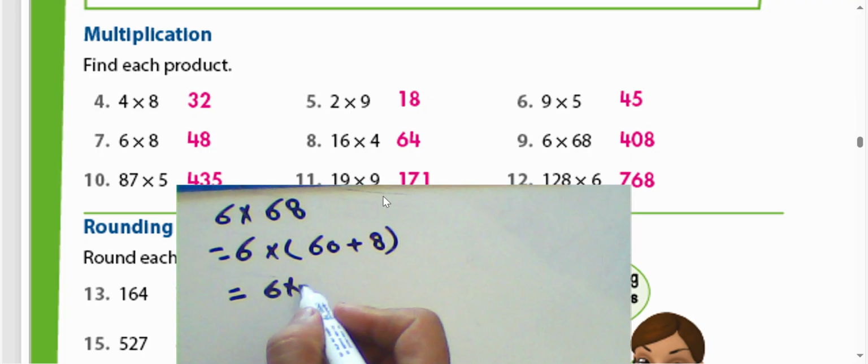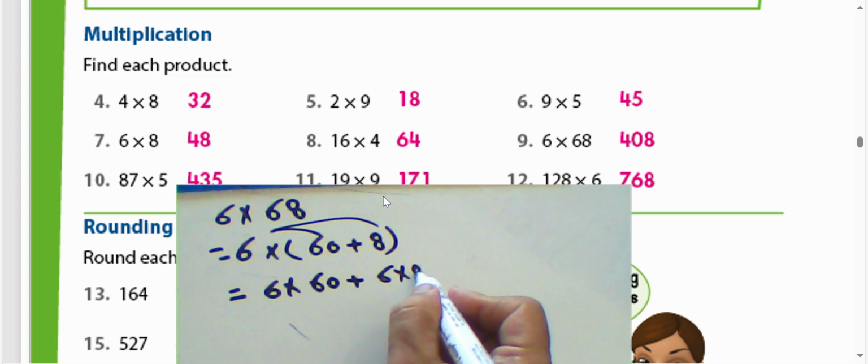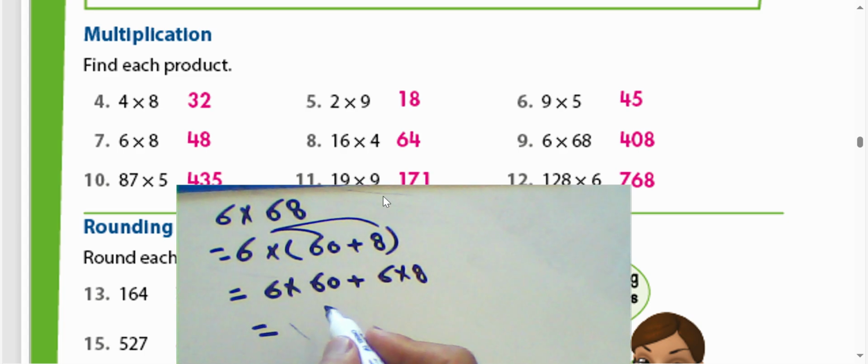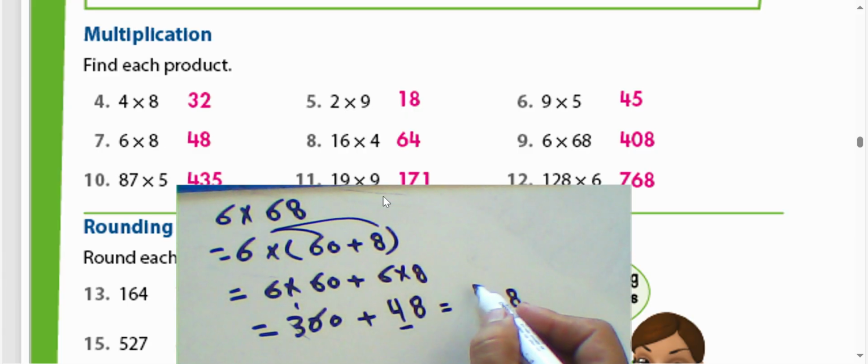And then you can write 6 times 60 plus 6 times 8. 6 times 60, you can write 0, 6 times 6 is 36. Then 6 times 8 equals 48. You can add together, right? 8 plus 0 equals 8, and 4 plus 6 is 10, write 0 and carry 1, 3 plus 1 is 4. The result will be 408.